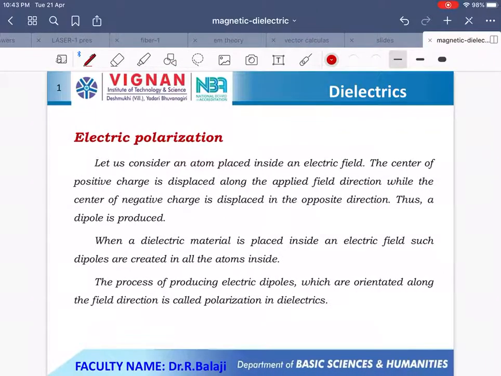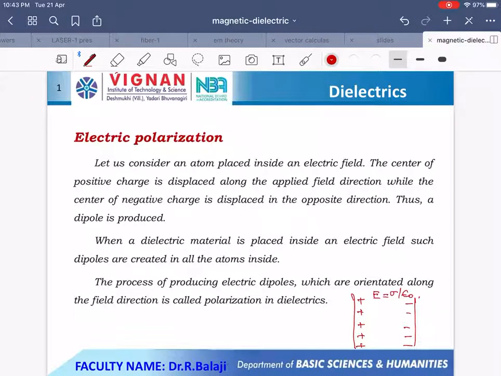Next, electric polarization. For example, a dielectric material or an atom is placed in a uniform electric field, nothing but placed in a capacitor. Here a uniform electric field is nothing but a capacitor. Here you have positive charges on this plate and negative charges on this plate. Such an arrangement is called a parallel plate capacitor, and in between these two plates there is a uniform electric field, which you can represent as sigma by epsilon naught.